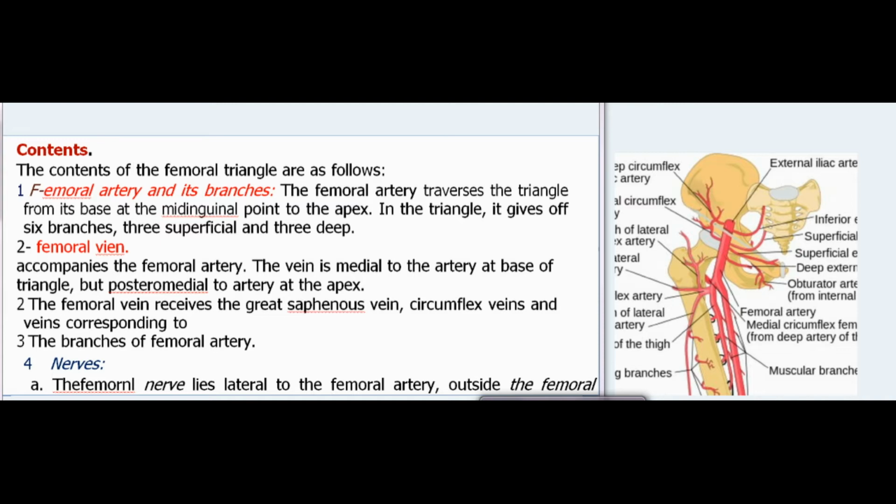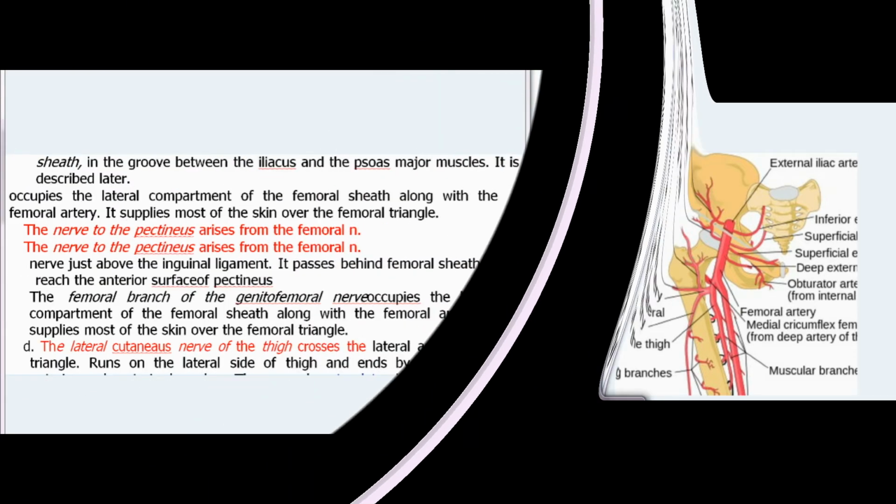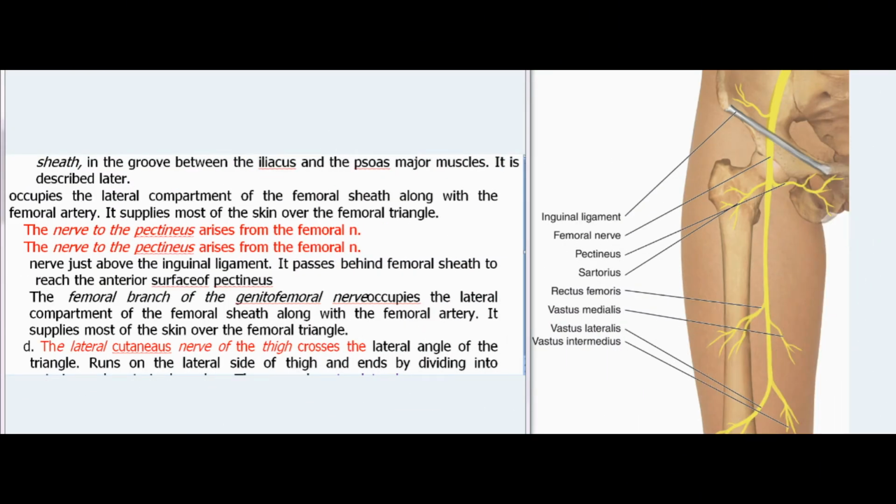4. Nerves. A. The femoral nerve lies lateral to the femoral artery, outside the femoral sheath, in the groove between the iliacus and the psoas major muscles. It is described later.